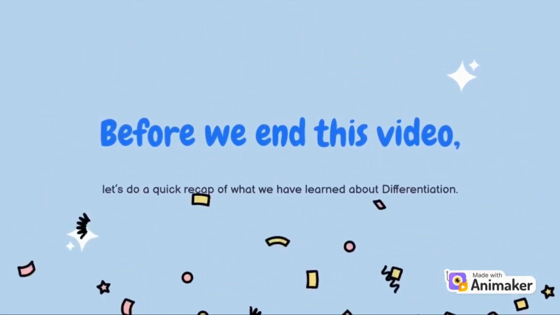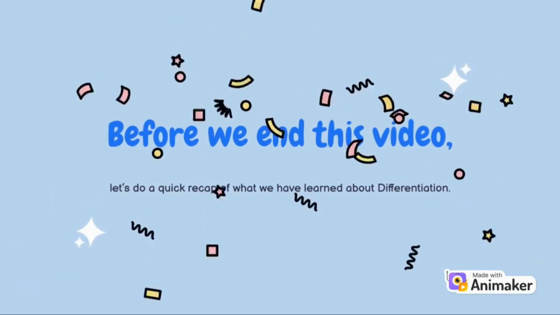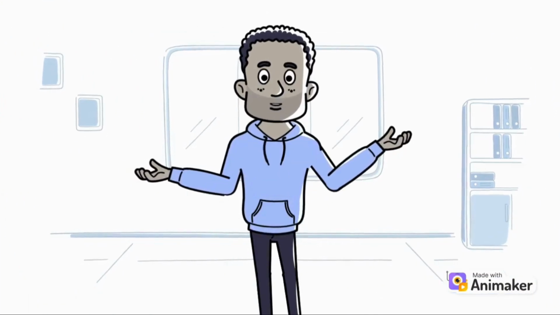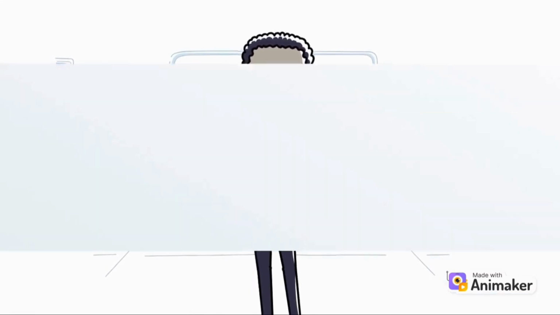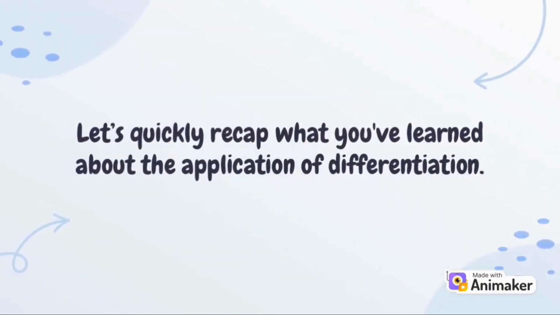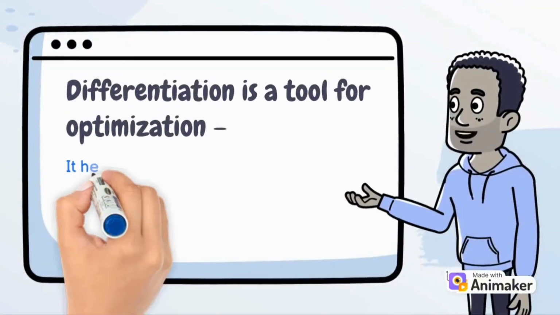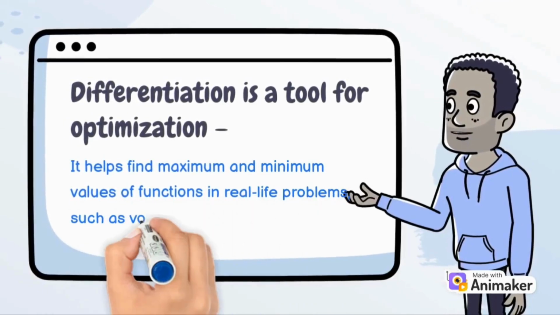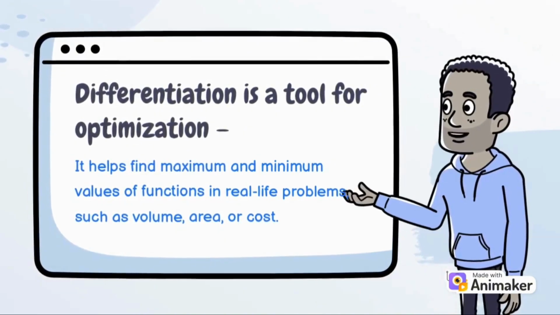Before we end this video, let's do a quick recap of what we have learned about differentiation. You've taken an important step towards strengthening your mathematical skills. Let's quickly recap what you've learned about the application of differentiation. Differentiation is a tool for optimization. It helps find maximum and minimum values of functions in real-life problems, such as volume, area, or cost.